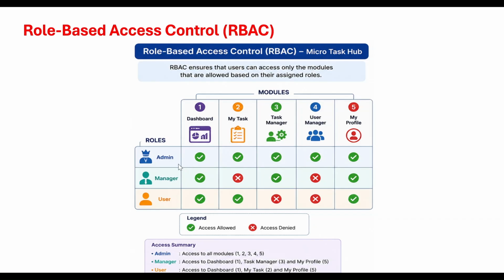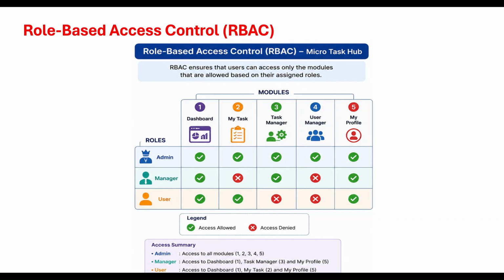Admin can have access with the dashboard, my task, task manager, user manager, my profile. That means admin can access all the modules. So admin assigned with role number 3. So role number 3 mapped with the module 1, 2, 3, 4 and 5. Then manager assigned with role number 2. So the role number 2 is mapped with module 1, module 3 and module 5. Then user is assigned with role 1. Role 1 can be mapped with dashboard, that means 1, and my task 2 and then 5.